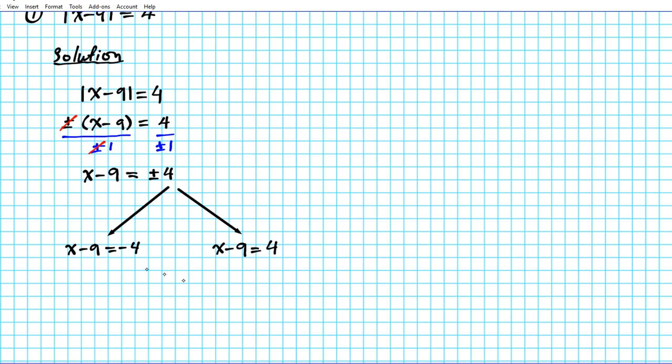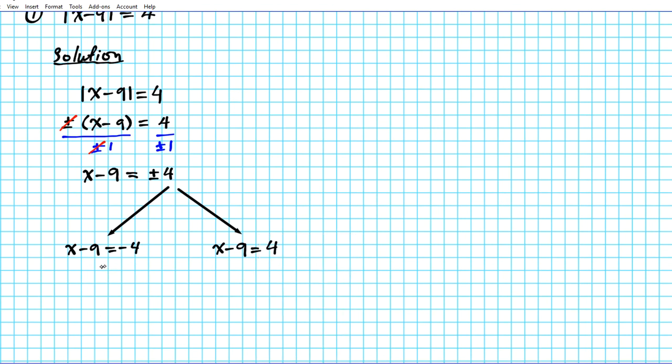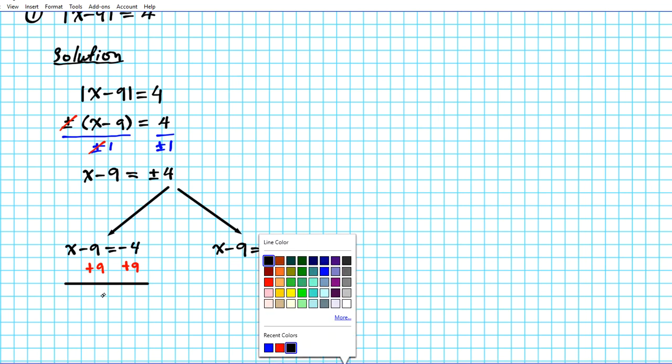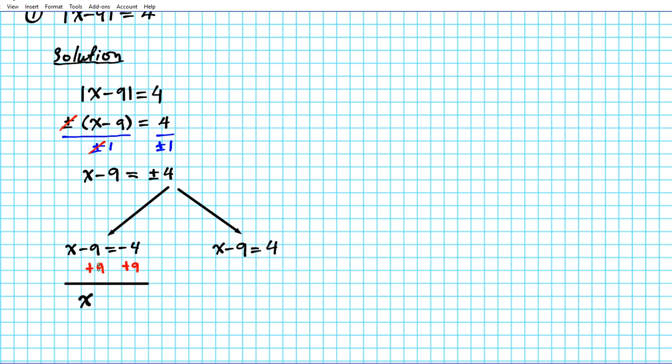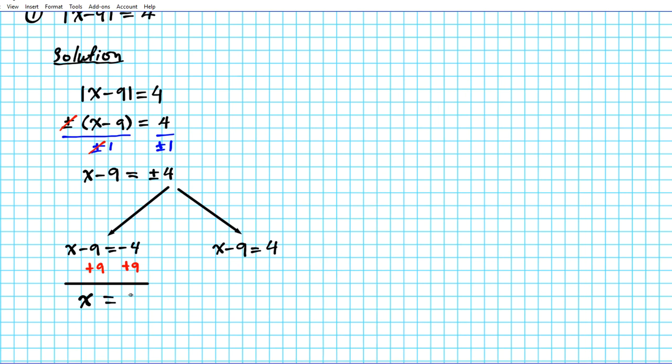Now to solve this first equation, we're simply going to do what? Well, we want to get x by itself. So we need to get rid of negative 9. So we're going to use the inverse operation of subtracting 9. The inverse of subtracting 9 is to add 9. So we'll apply the inverse operation plus 9 to both sides of the equation. That will give us x equals, this minus 9 and plus 9 cancel out, so we have x equals negative 4 plus 9 is positive 5.